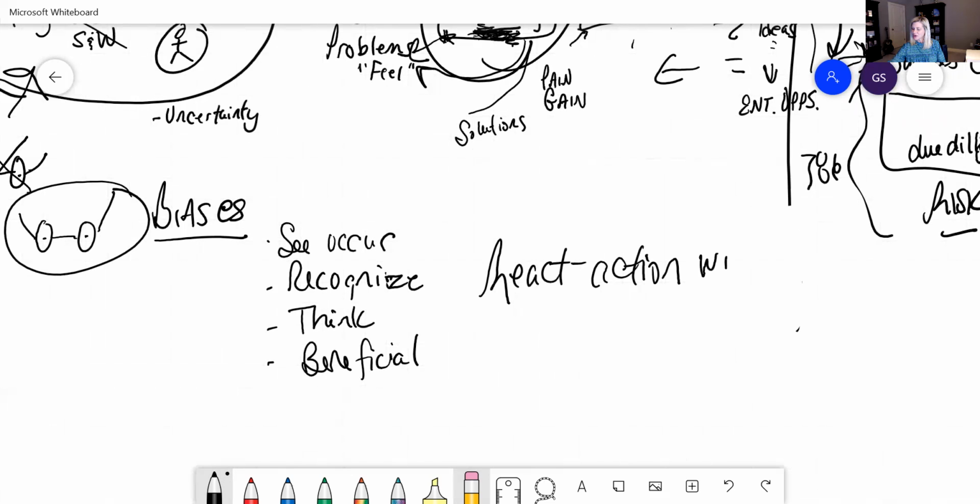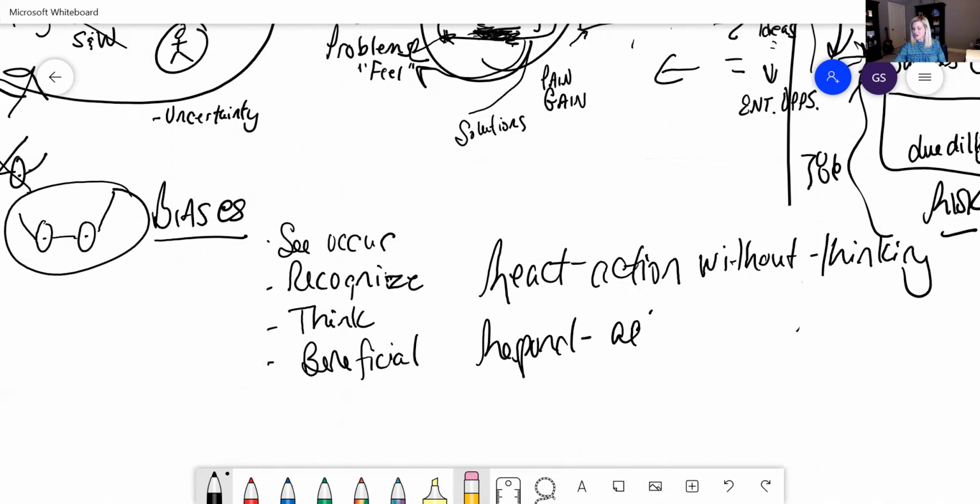That is reaction without thinking. However, when we respond, that is action with thinking. Reactions are involuntary. They just happen. But we can stop and recognize it when it happens, think about it, and then respond.